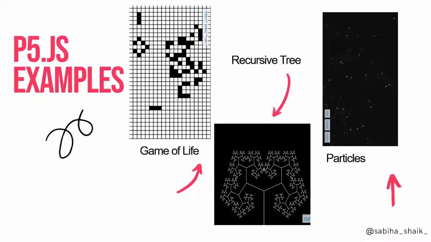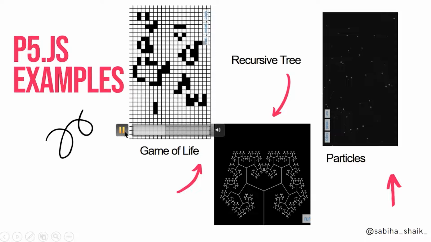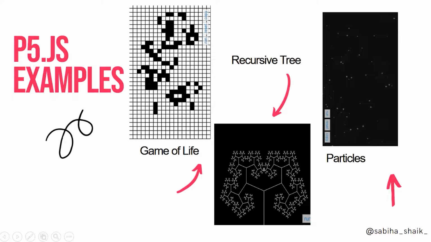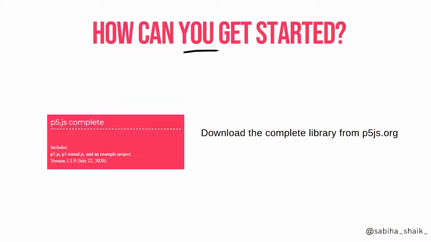What do I mean by visual? Let's take a look at a few of the examples that were created using this library. Here we have a recreation of Conway's Game of Life, a recursive tree, and even some moving particles that were created with nothing but p5.js and some JavaScript knowledge. So really, the possibilities are pretty endless.